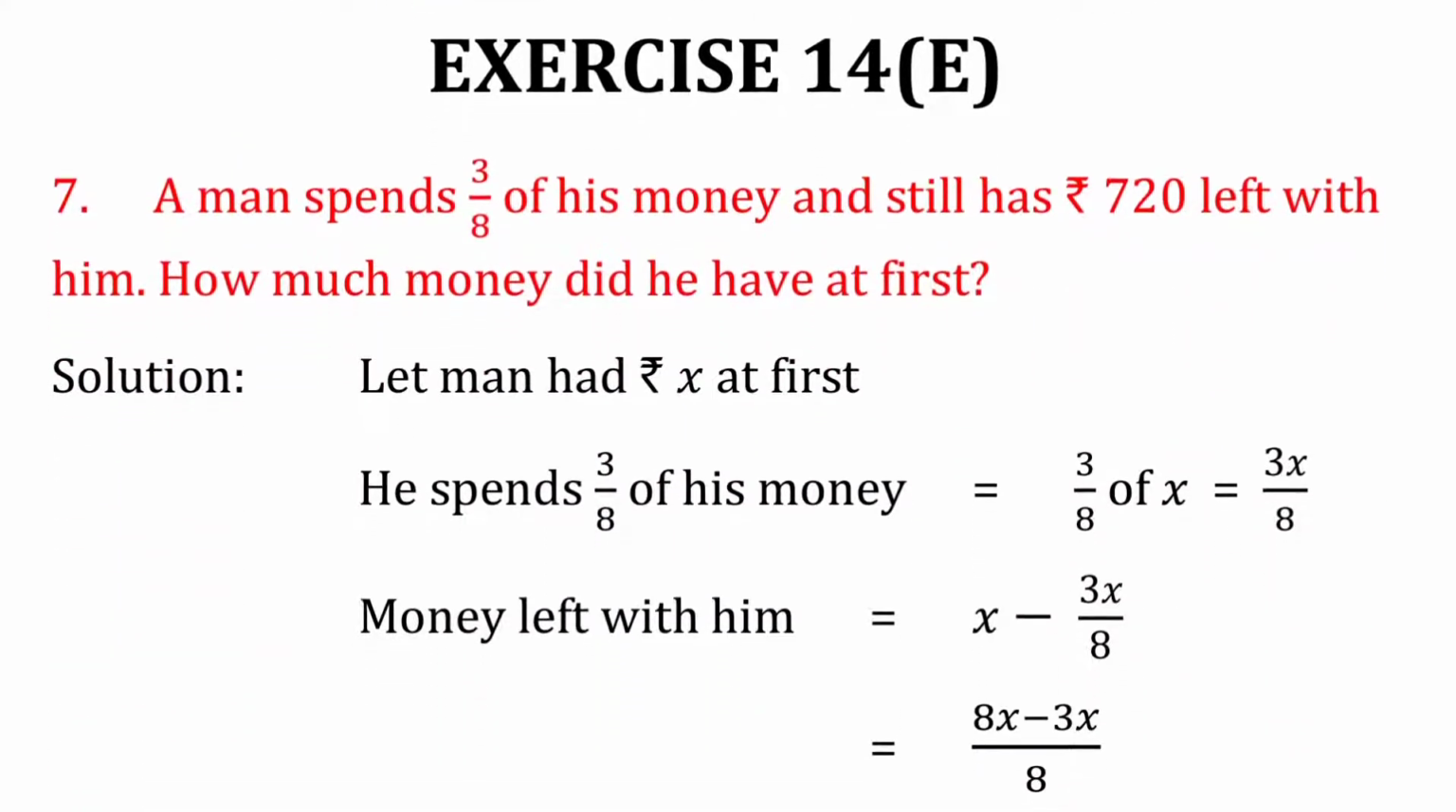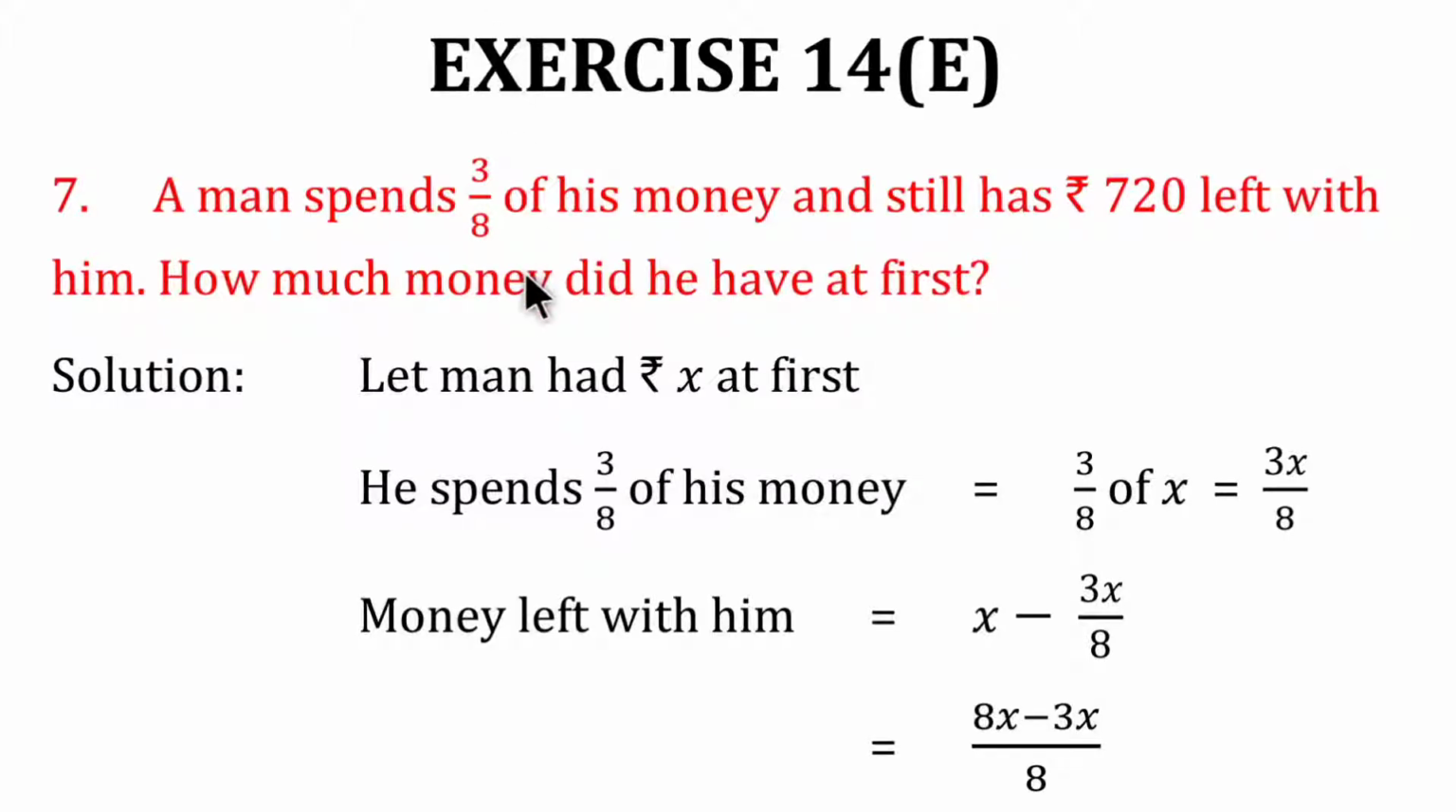So from exercise 14E, question number 7. A man spends 3 by 8 of his money and still has rupees 720 left with him. How much money did he have at first? So let's say that the man had rupees X at first.